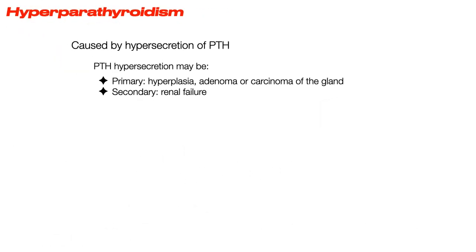All right, and then we have hyperparathyroidism, that is caused by hypersecretion of PTH, and this may be primary due to hyperplasia, adenoma, or carcinoma of the gland, or it can be secondary to renal failure, because then the kidney doesn't filter calcium and phosphate well.